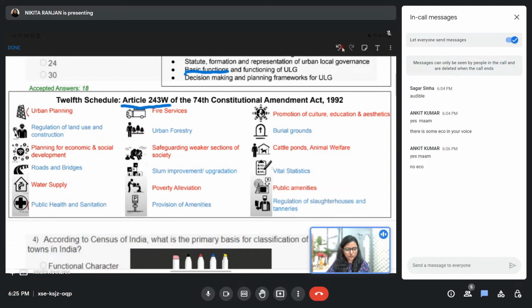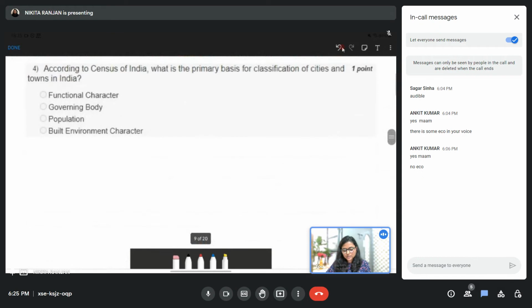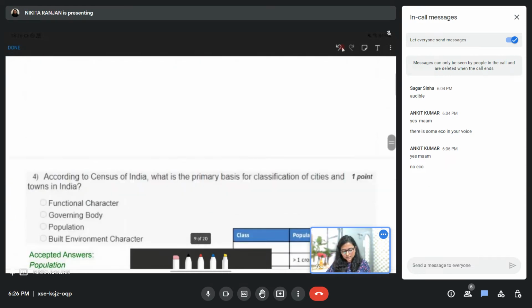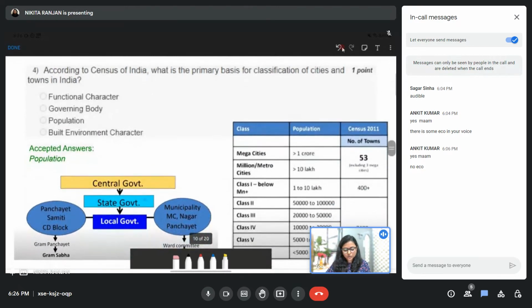Okay, moving on to the next question. According to Census of India, what is the primary basis for classification of cities and towns in India? Okay, so it gives four options. So let's see the answer. The answer for this is population.